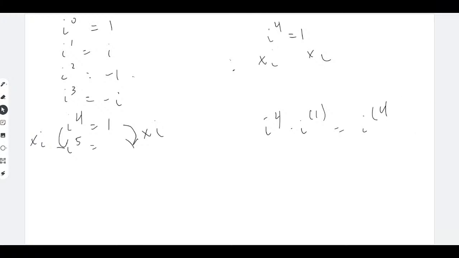So on the left side, the i to the 4 times i, what can I say that's equal to? It was just the same thing that I showed you.